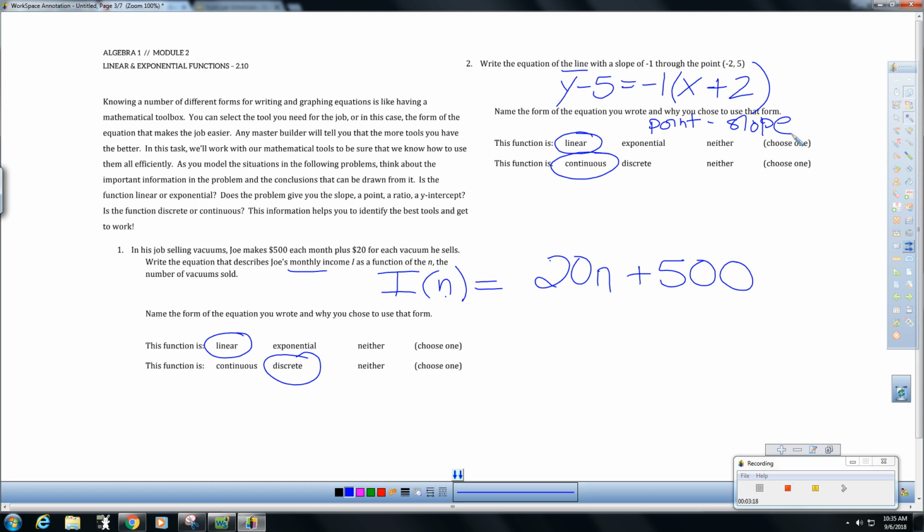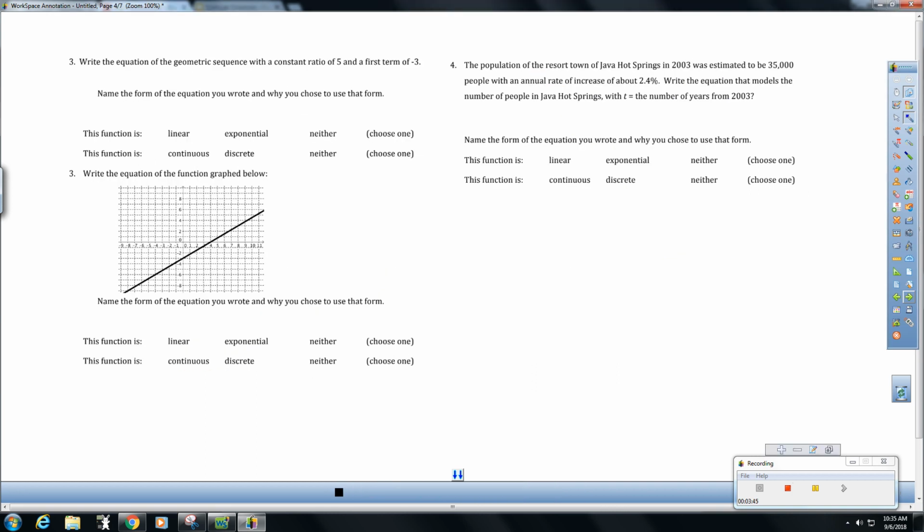Name the form of this equation. This is slope intercept. Why did I use that? Carson, why did I use slope intercept in the first one? Because I had the slope and the intercept, right? Pretty simple stuff. Doesn't make it easy.